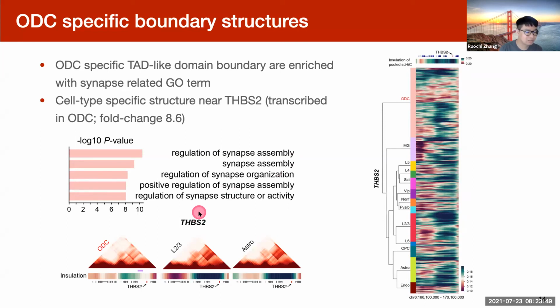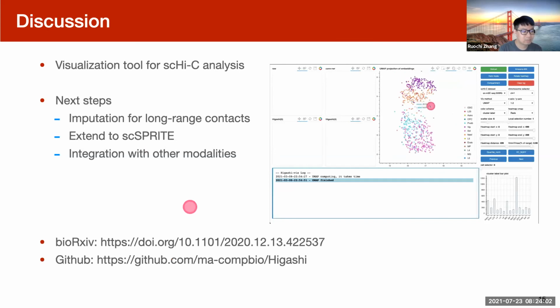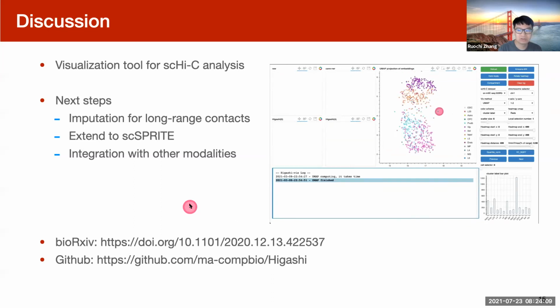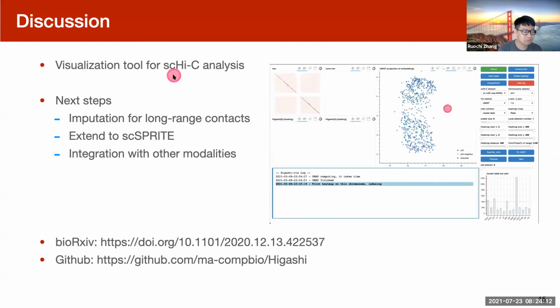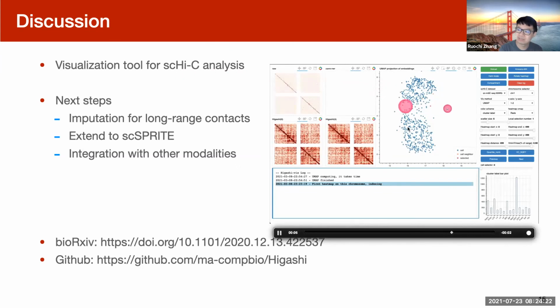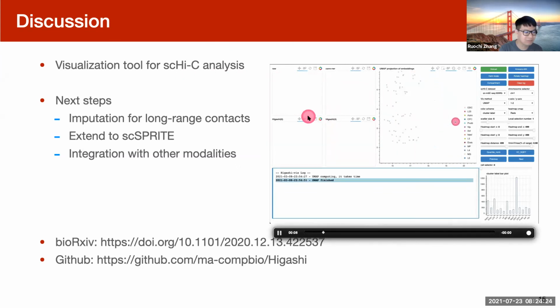And this demonstrates the distinct ability and advantages of Higashi to effectively identify cell types and cell type-specific 3D genome features in complex tissues. In summary, we developed this method called Higashi as an end-to-end solution for single-cell scHi-C analysis. Besides the main Higashi algorithm, we also developed this visualization tool to facilitate the single-cell scHi-C analysis. One of the key innovations of this visualization tool is that it allows synchronized navigation of the UMAP visualization of the embeddings and the contact maps.